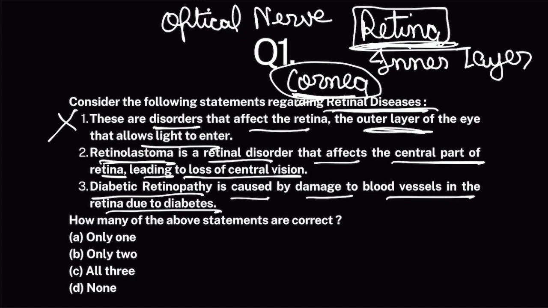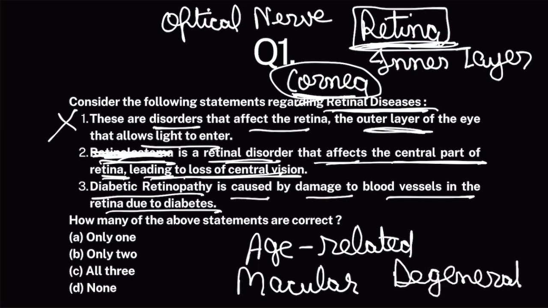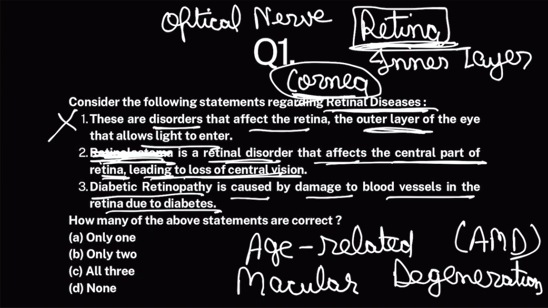Now, retinoblastoma is a retinal disorder that affects the central part of retina, leading to loss of central vision. You see, if instead of retinoblastoma, it was written age-related macular degeneration, if AMD was written instead of retinoblastoma, then the statement would have been correct. Because retinoblastoma is a form of cancer of retina, which mostly affects children. So this statement is also false.